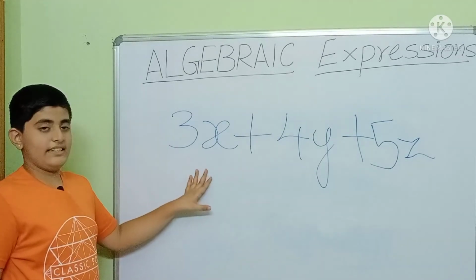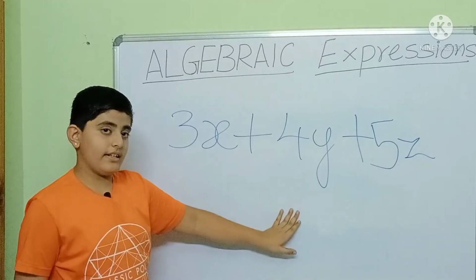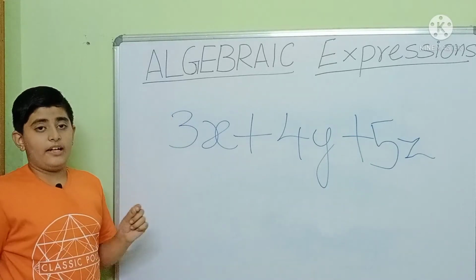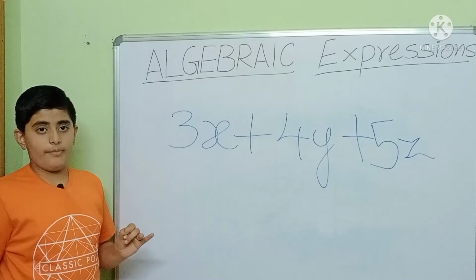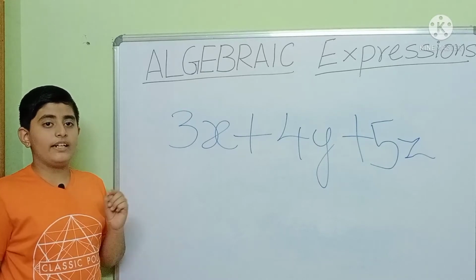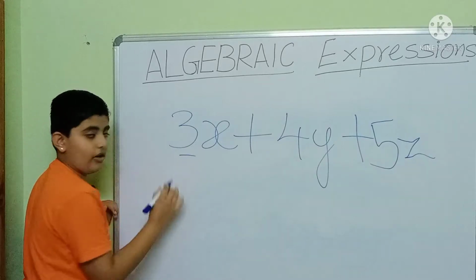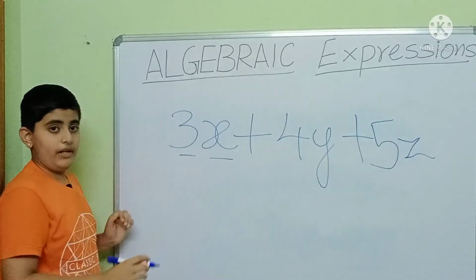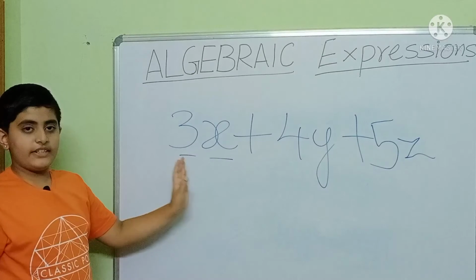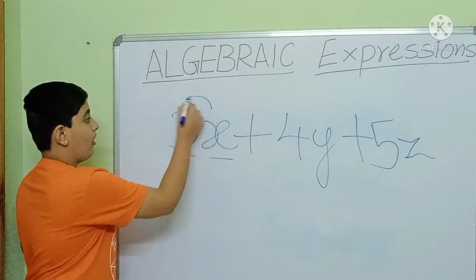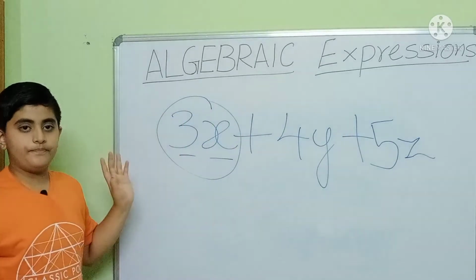Here 3x is a term and 4y is a term and 5z is a term. A term can be a constant or variable or the product of constant and variable. So here 3 is a constant and x is a variable. The product of constant and variable is called a term. So this whole is called a term.